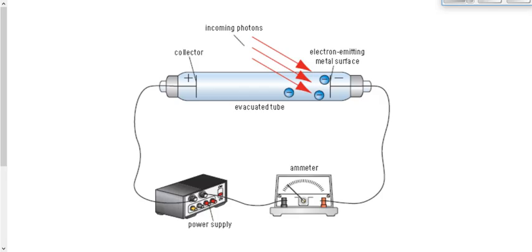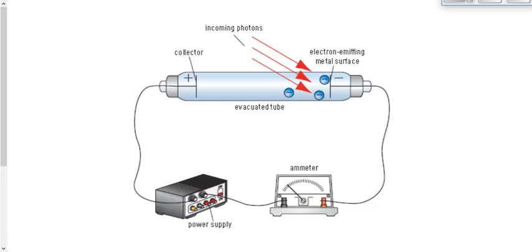Take a peek at the diagram on the board here. In the diagram on the board, you have an evacuated tube. Evacuated means that all the air has been sucked out of it. There's no air inside it to get in the way of anything. At either end of this tube, you have a metal surface. One surface is a collector, one is an electron emitting metal surface, called a photocathode.